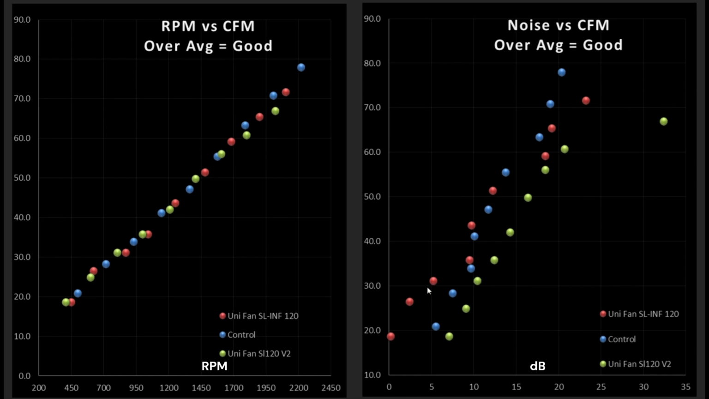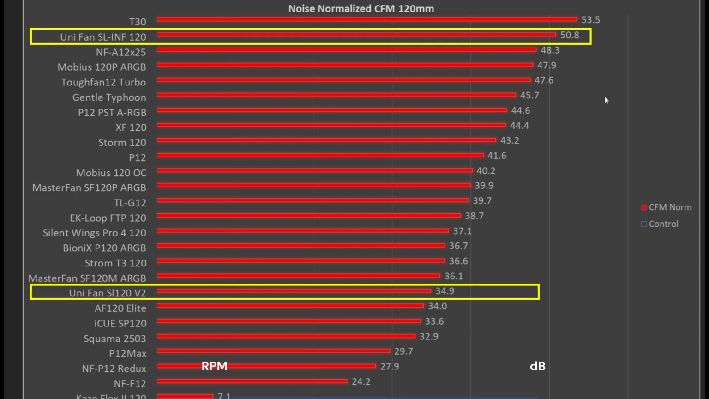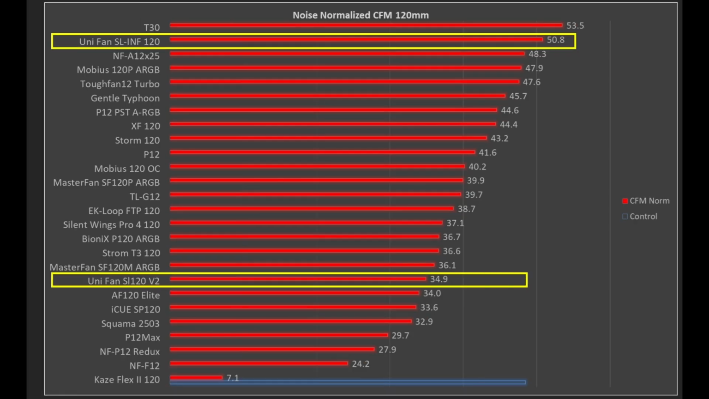So the UniFan Infinity actually beats my control fan slightly in a lot of it until you get to higher RPMs and airspeeds, while the SL120 V2 is sitting underneath. But how do they look compared to other fans? Well, the UniFan SL120 is kind of towards the bottom. It's not looking very good overall. Mine is not at the bottom, but it's just overall not that great. The Infinity, on the other hand, is looking fantastic.